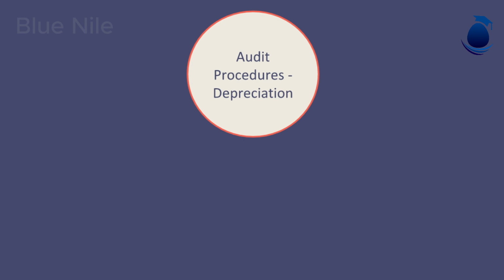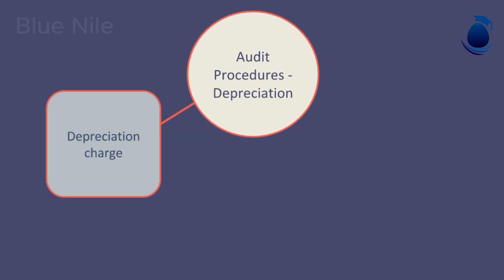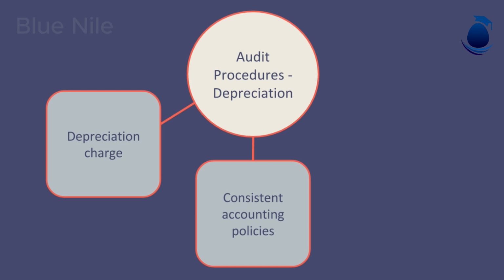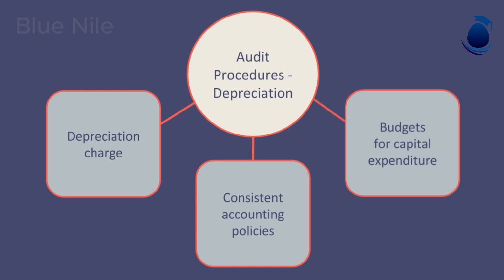Depreciation must be audited by recalculating the depreciation charge for a sample of assets, reviewing the accounting policies to see if the treatment being used is consistent with prior years, and inspecting the budgets for capital expenditure to see if plans for disposals and new assets mean the depreciation methods are appropriate. These will help you verify valuation and accuracy.